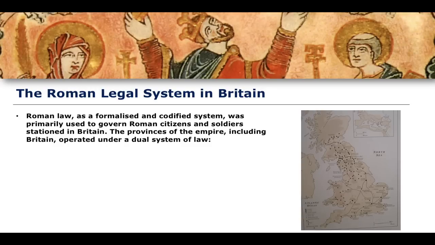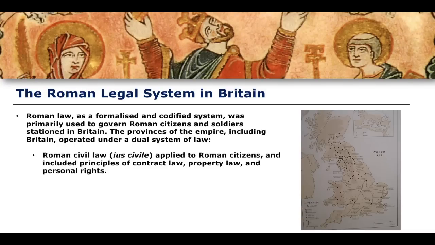Okay, so in the same way that they would control Roman citizens across other parts of Europe, they also would control parts of Britain. The provinces of the empire, including Britain, operated under a dual system of legal tradition. You have firstly the Roman civil law, and the Roman civil law would apply to Roman citizens. It included things like property laws, personal rights, and contracts as well.